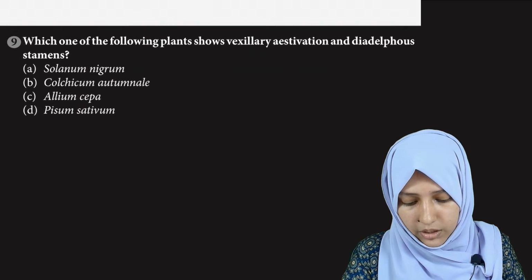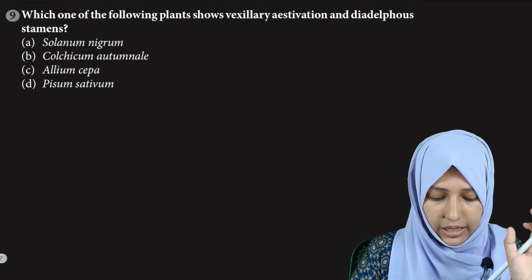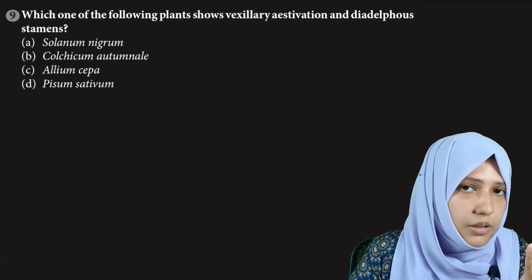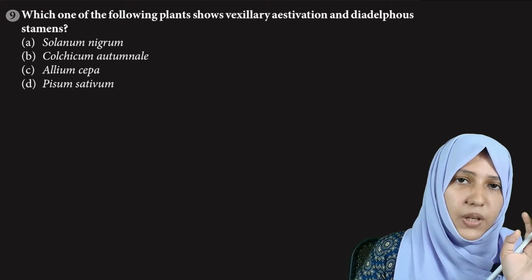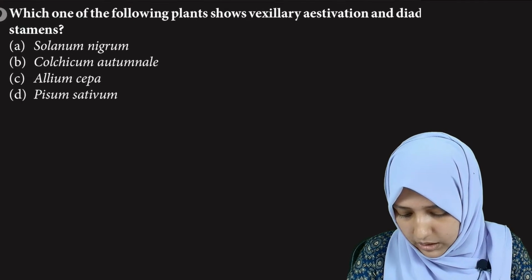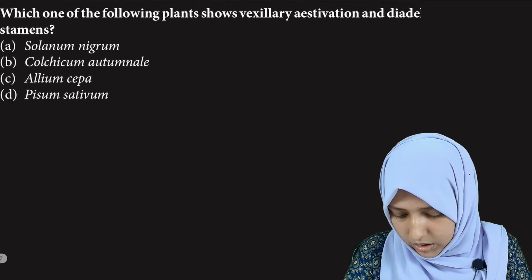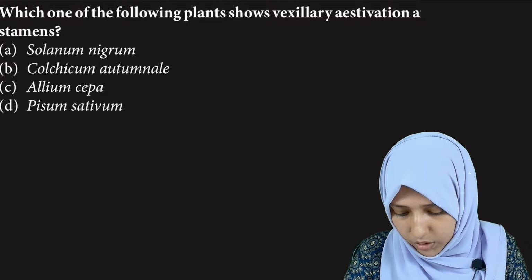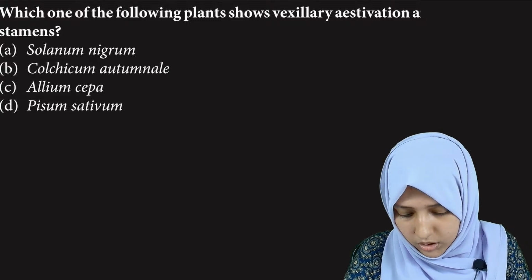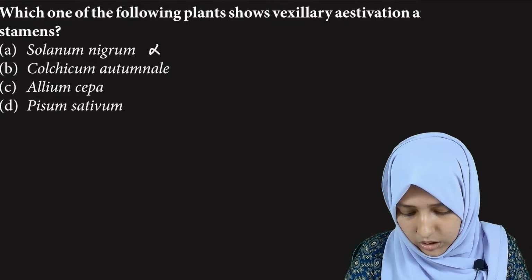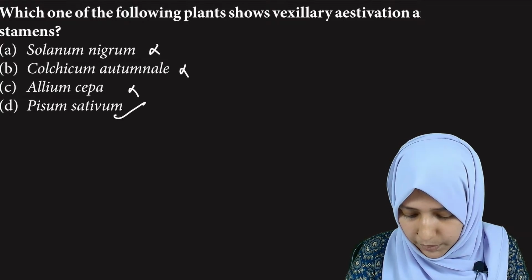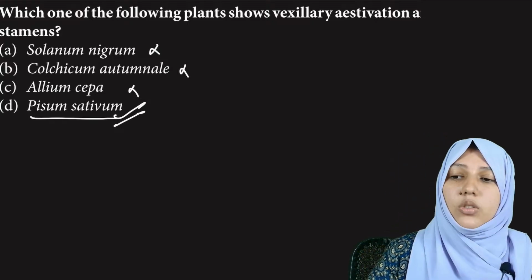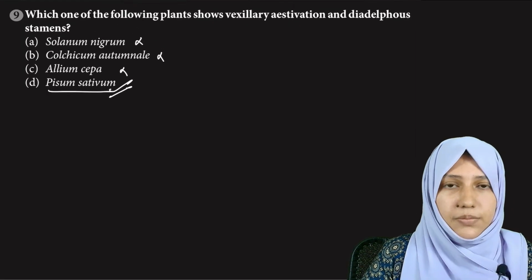Which one of the following plants shows vexillary aestivation and diadelphous condition? Diadelphous, as we said, is in the pea family, which means Fabaceae, and vexillary aestivation is again in the pea family, Fabaceae. Solanum nigrum belongs to the potato family. Colchicum autumnale belongs to the lily family, and Allium is also not there. So Pisum sativum belongs to the pea family.